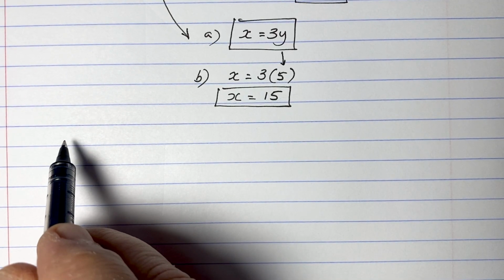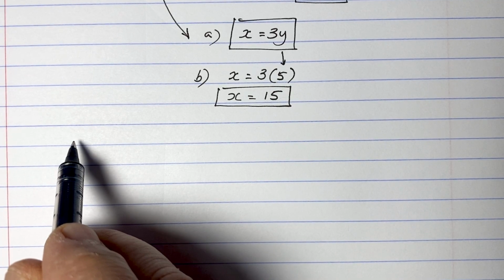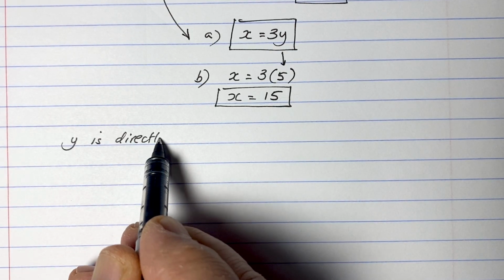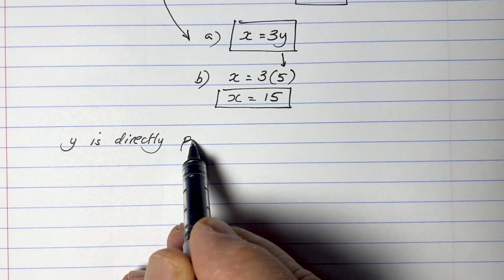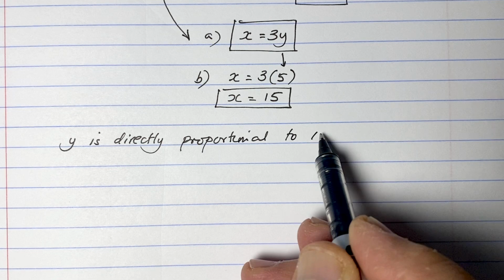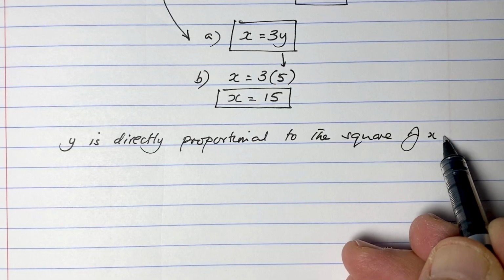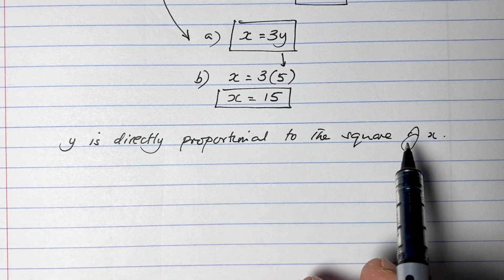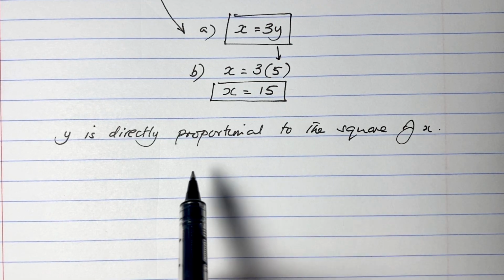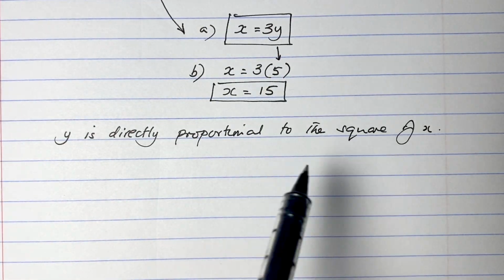Next example of direct proportion. We are given that y is directly proportional to the square of x. So that means x squared. Y is proportional to x squared, or square of x. We need some boundary condition. The question knows that we need to calculate the value of k, which we have to introduce.